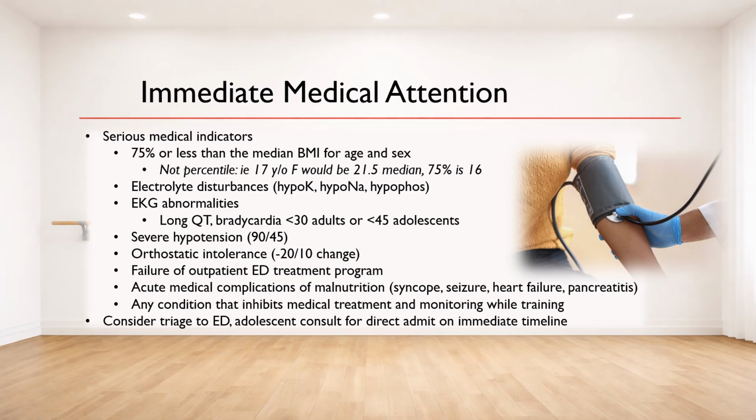We also think about electrolyte disturbances, which often involve potassium, sodium, and phosphorus for these patients. EKG abnormalities, especially prolonged QT and bradycardia. Hypotension, we think about less than 90/45, significant orthostatic vitals, and then if someone's failed outpatient treatment, has medical complications of malnutrition, or if they have any other conditions that would impede successful outpatient treatment and monitoring.